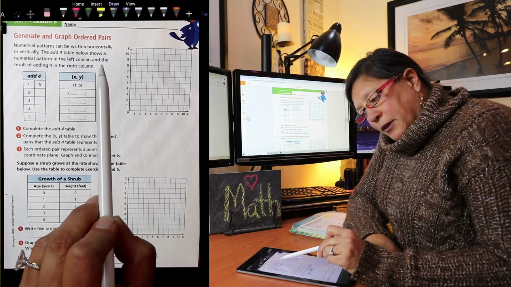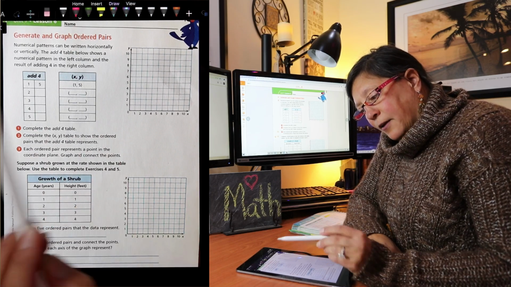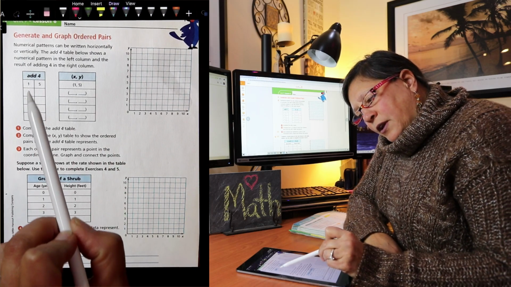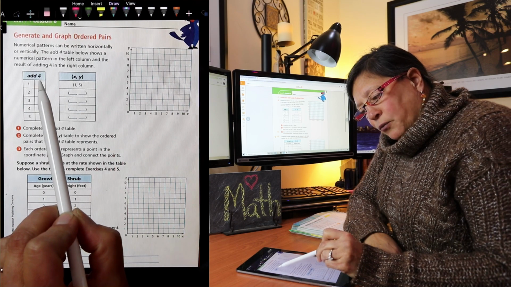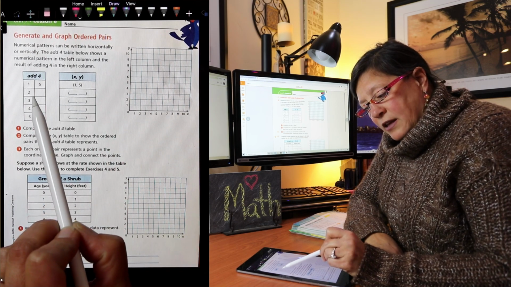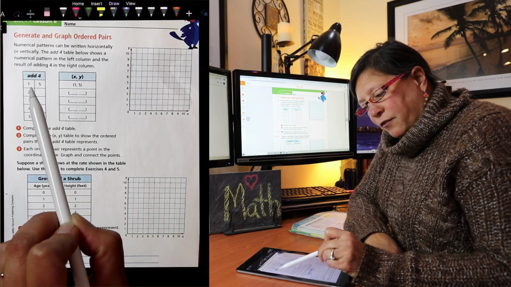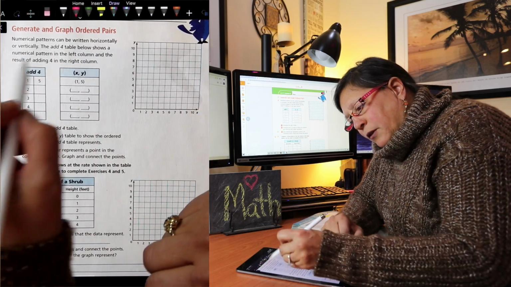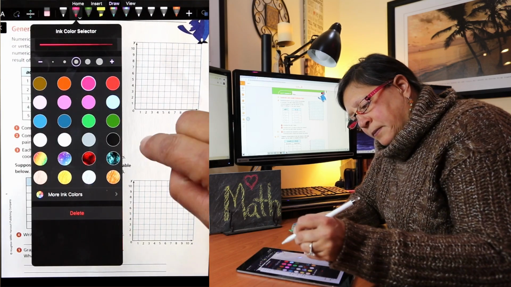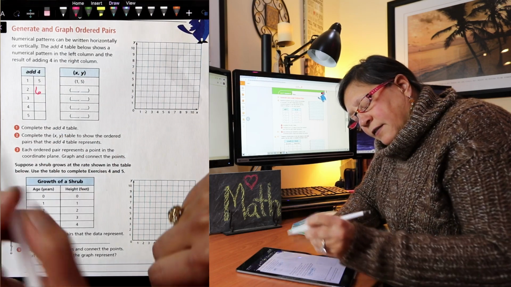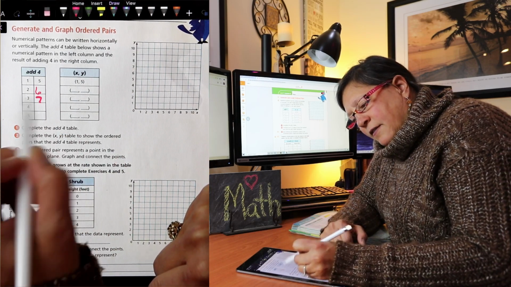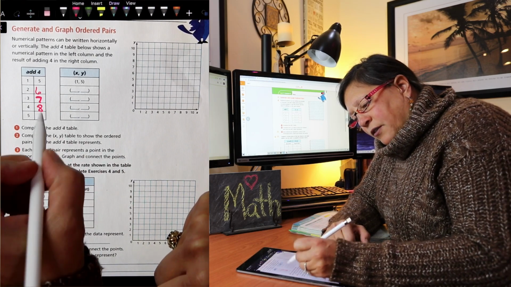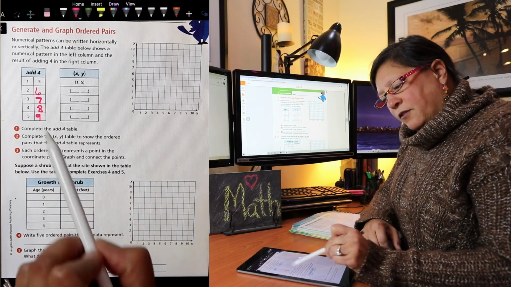The Add 4 table below shows a numerical pattern in the left column and the result of adding 4 in the right column. So here we have 1 through 5 and the rule add 4. So for each one of these you're going to add 4. Add 4 to 1, you get 5. Add 4 to 2, you get 6. Add 4 to 3, 7. Add 4 to 4, 8. And add 4 to 5, 9. Okay, so we filled in our table.